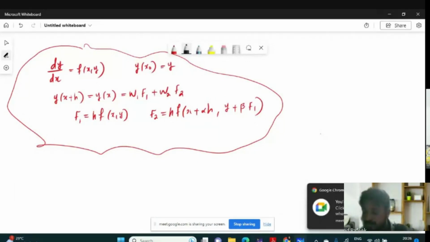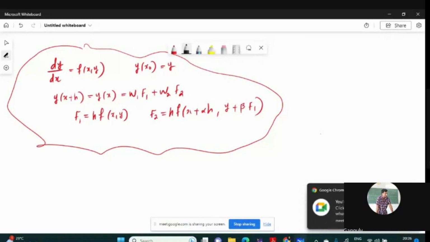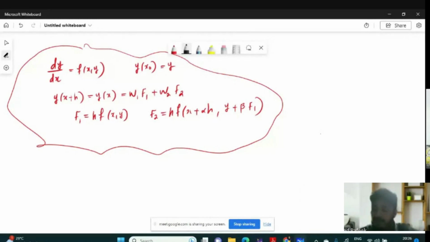Hello. Yes, sir. Yes, sir. Yeah. That I'm going to write now. Okay. Generally, second order Rengekutta method, yn plus 1 equal to yn plus 1 is equal to y plus 1 by 2 into k1 plus k2. Correct. Yeah, k1 plus k2.